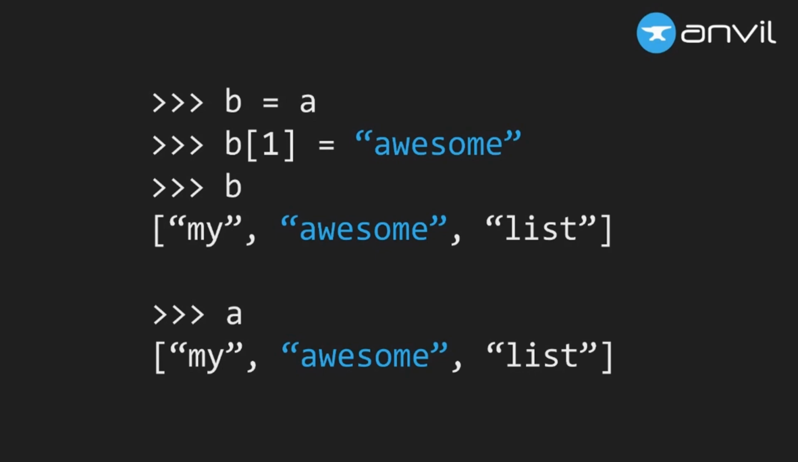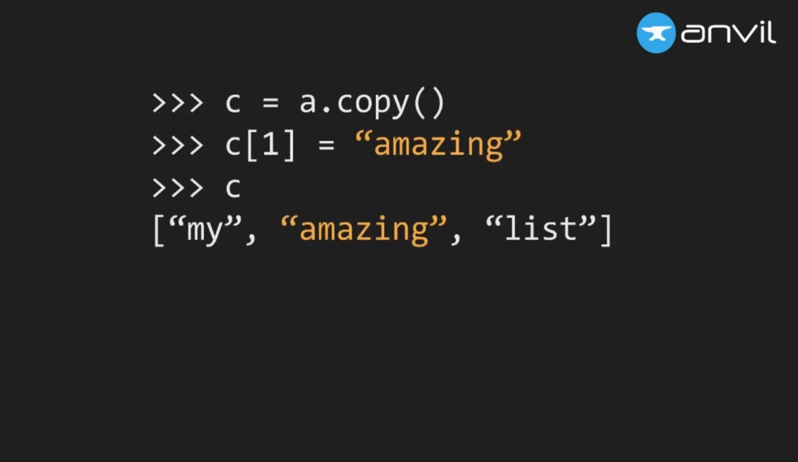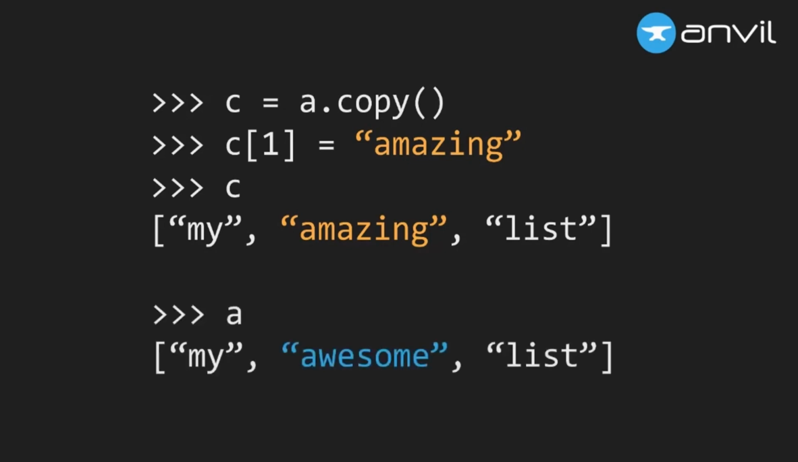And if we don't want this to happen, we want to have a version of A that we can edit without editing the original, we can use the copy method. So instead of just setting it equal to A, we can set it equal to A.copy(). And what this does is it creates a new list object and then copies all the contents over. So if we want to change the second word of our list C from awesome to amazing, we can. And we can see that it hasn't actually changed the value of the list A.